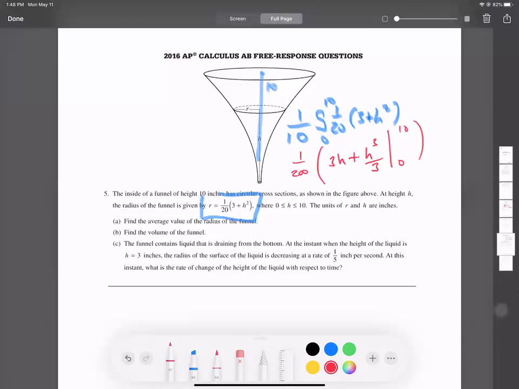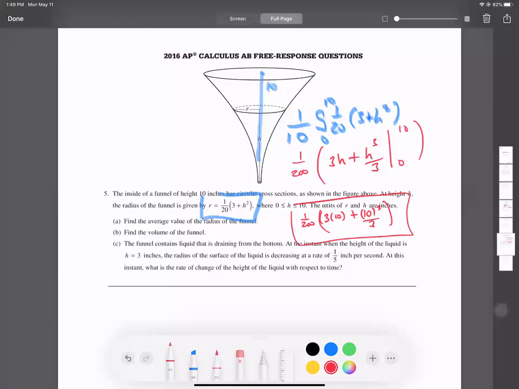And we're just going to plug in those numbers. Okay. So that will be 1 over 200 times 3 times 10 plus 10 cubed over 3. And then if I plug in 0, it doesn't matter. So if you leave the answer like that, that's 100%. They would give you credit for that. You don't have to say 30 and you don't have to say 1,000.